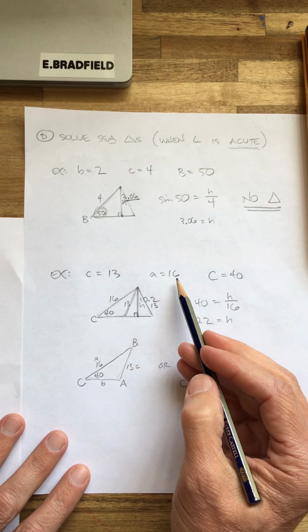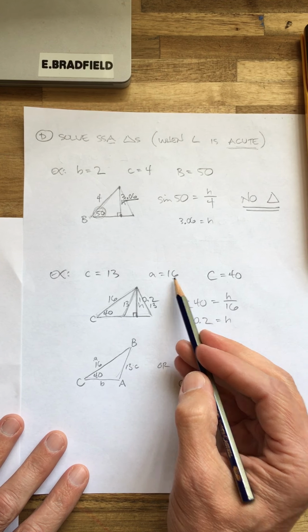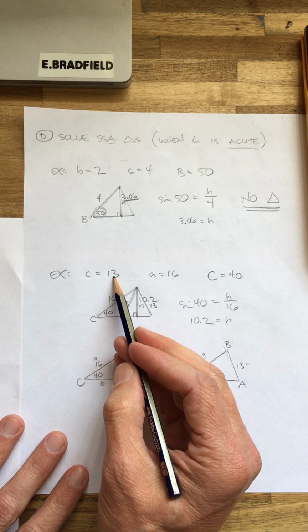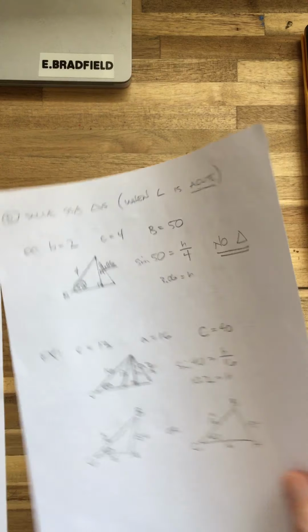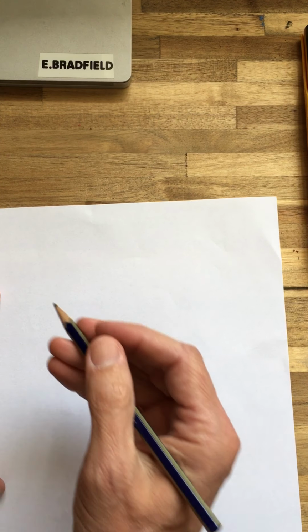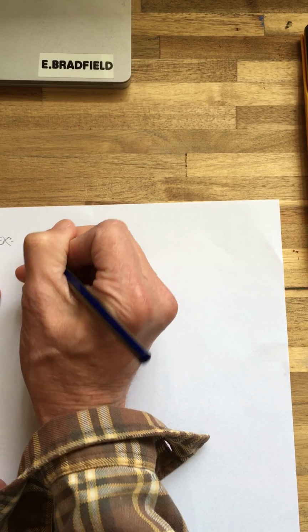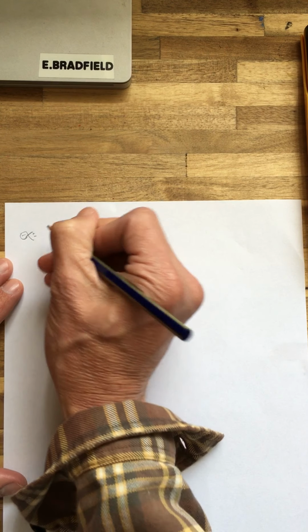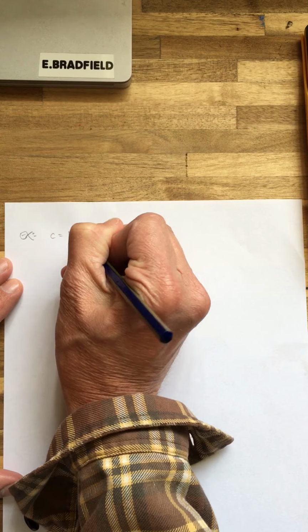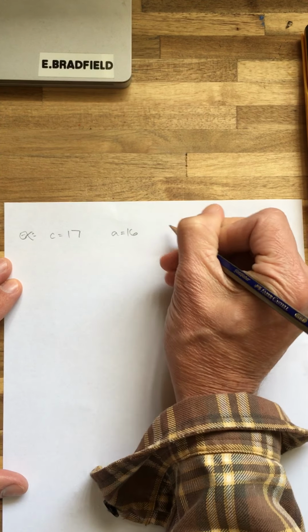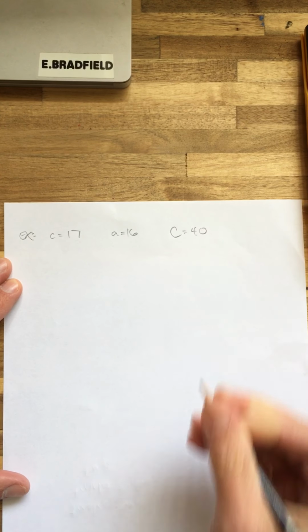I'm going to give you that A is 16, I'm going to give you that C is 40, but this time I'm going to give you that side C is like 17, okay? So watch this. All right, so here's the next case. This way we don't have to do quite as much work. We could get through this example kind of easy. So here we go. Side C, I'm just going to say it's 17 this time, okay? Side A is 16, and then angle C is 40, okay?